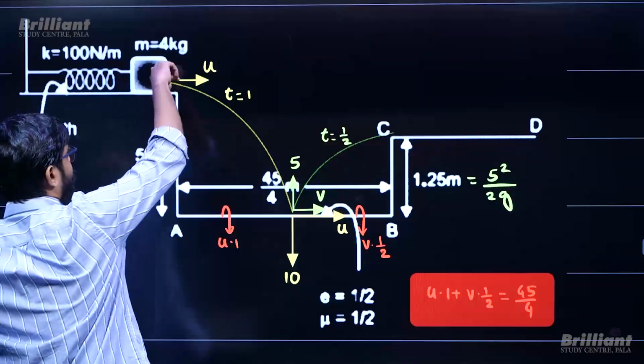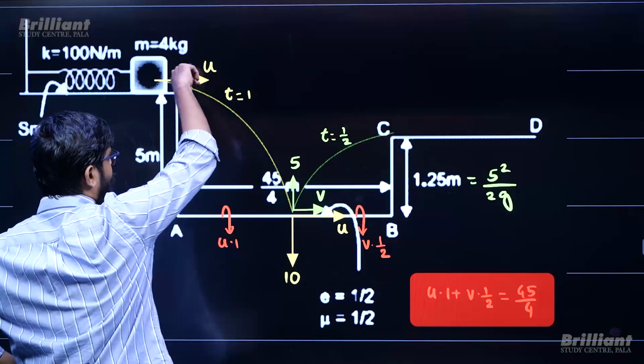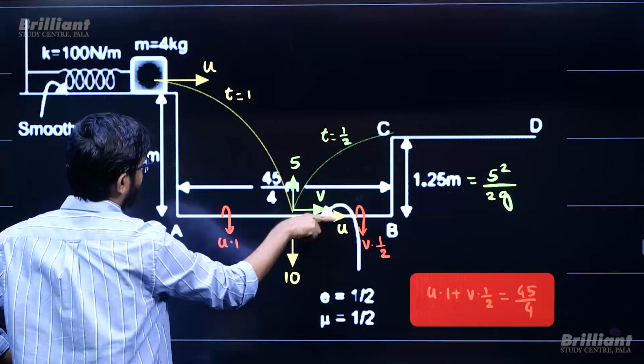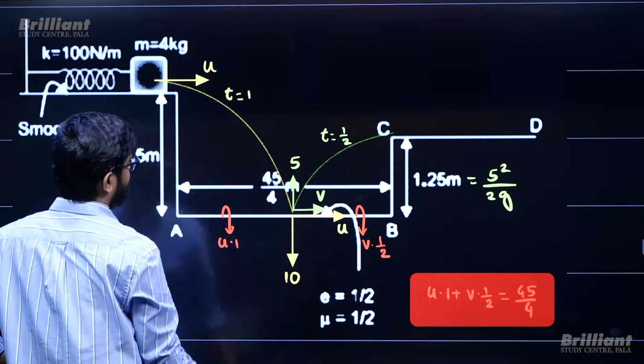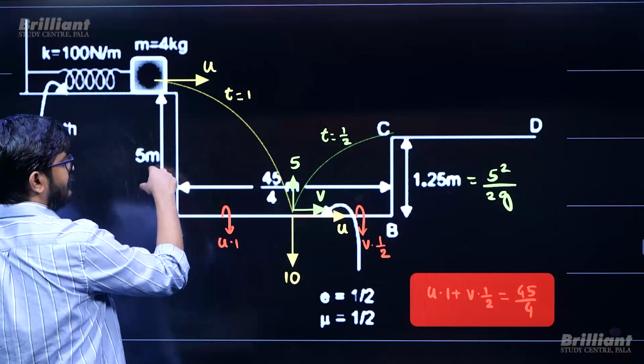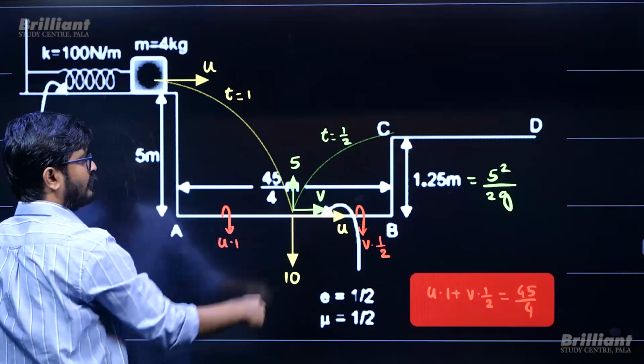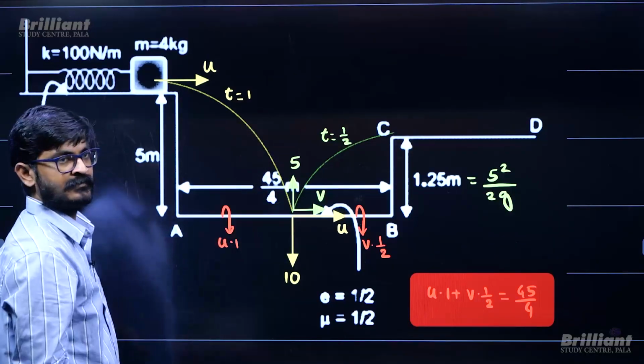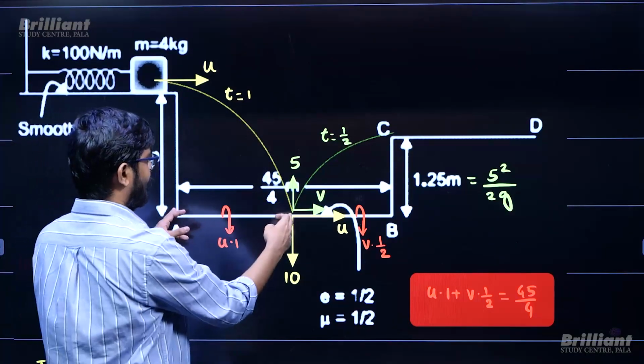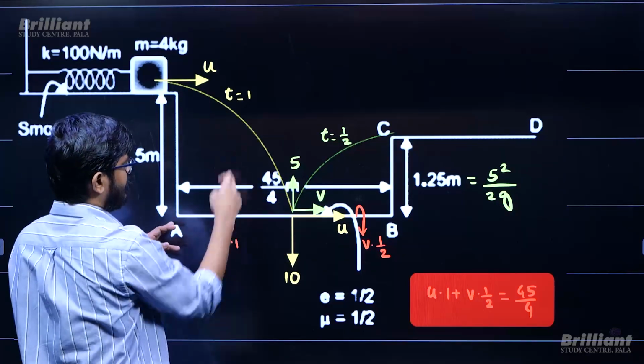So while leaving from here, it will be coming with velocity u. When it is going down, its horizontal velocity will remain the same, but its vertical velocity will increase. Vertical velocity will be square root of 2gh. When you calculate, it will turn out to be 10. And the time taken from here to here is square root of 2h by g, which will be 1 second. So this distance traveled will be horizontal velocity into time taken.